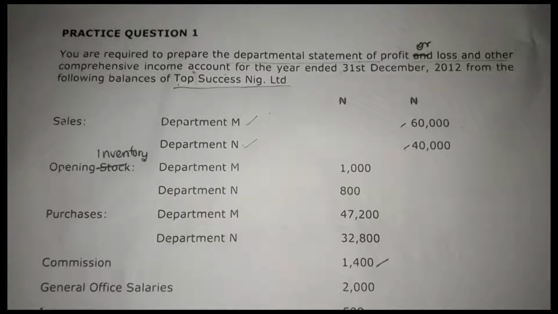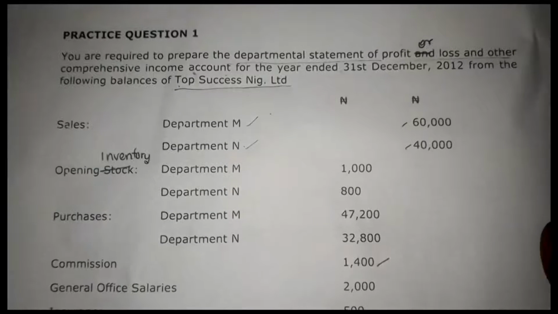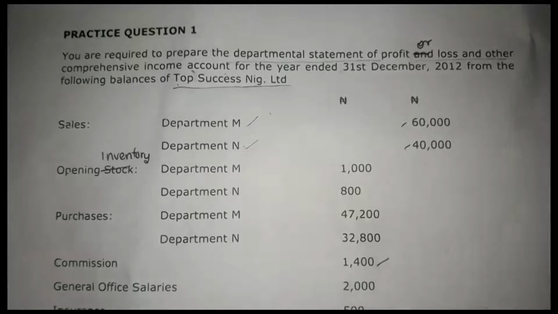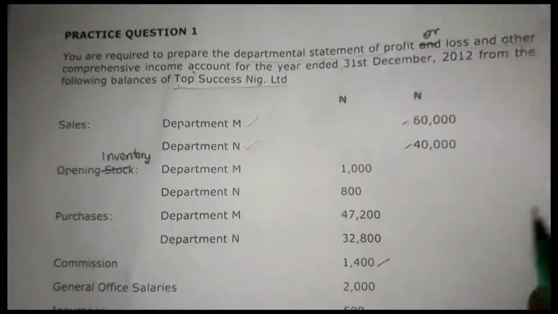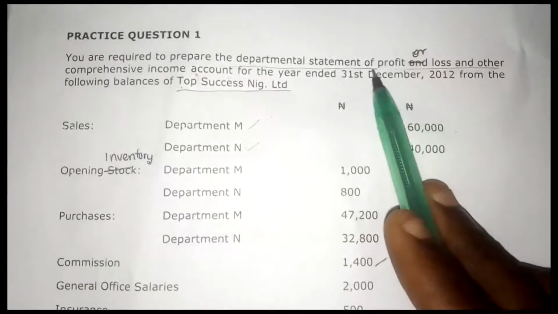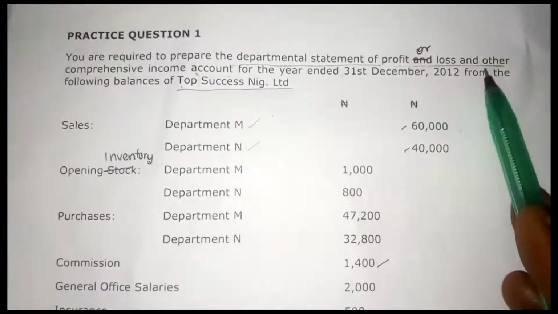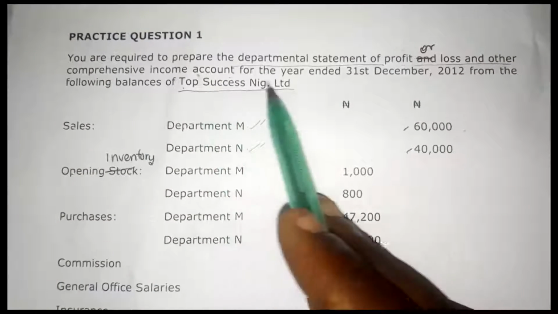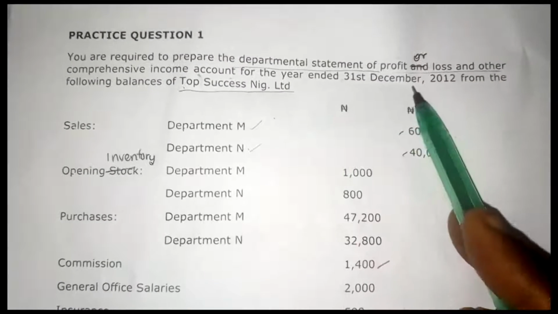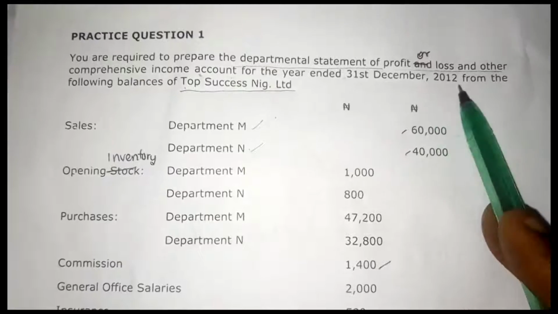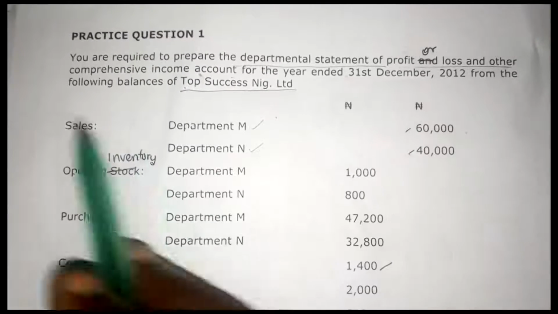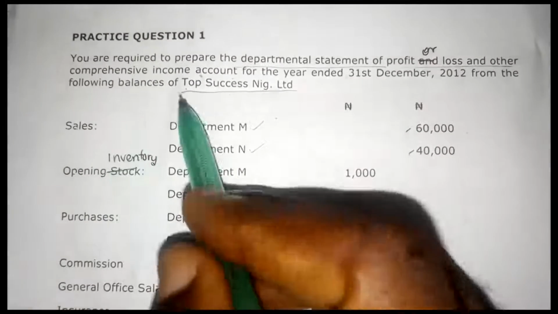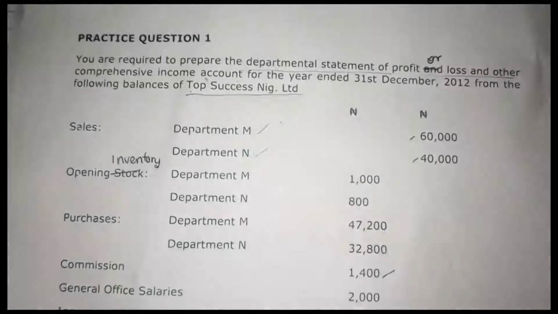All right, let's pause the video and read this practice question. You are required to prepare the departmental statements of profit or loss and other comprehensive income account for the year ended 31st December 2012 from the following balances of Top Success Nigeria Limited.